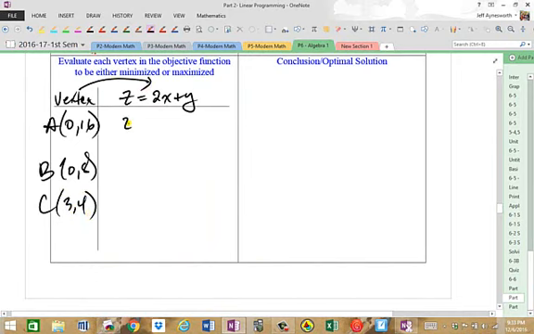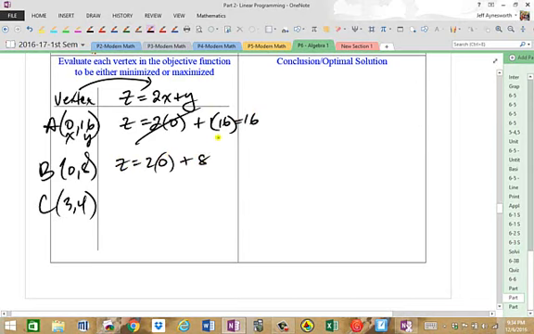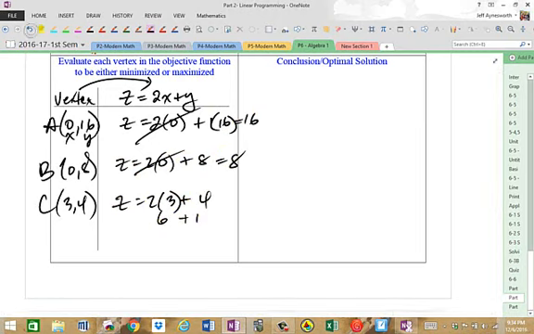So Z is 2 times something plus y. So remember, x is 0, y is 16. So 2 times 0 plus 16. Well, that's just 16, right? On the next one, 2 times 0 plus 8. Well, that's 8. And then z, well, this one takes a little thought. 2 times 3 plus 4. And that's 6 plus 4. And that's 10 right here.